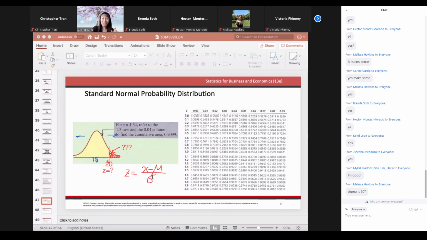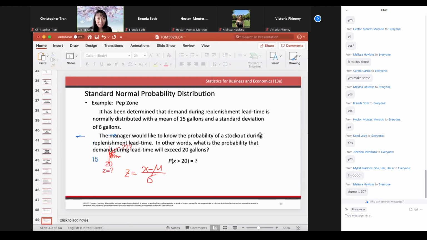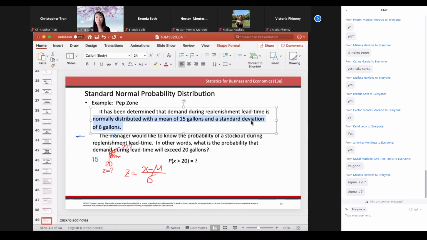So think about sigma, right? Sigma is the standard deviation. And what was our standard deviation? Look at here. The normal distribution with a mean of 15 and a standard deviation of 6. So what's our sigma? Yes, perfect. Sigma is 6.